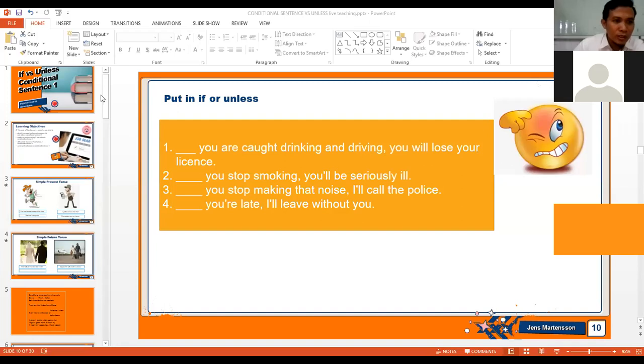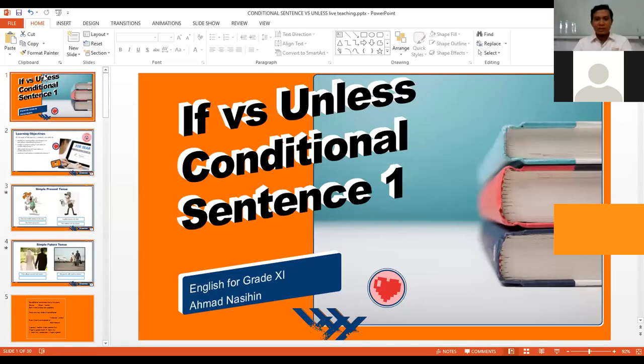So what is our topic today? Our topic today is, well, actually it's on your Schoology already. So it's a bit late in Zoom. But I believe we studied already in Schoology. So the topic is about if versus unless in conditional sentence.